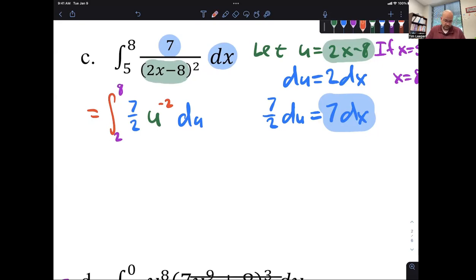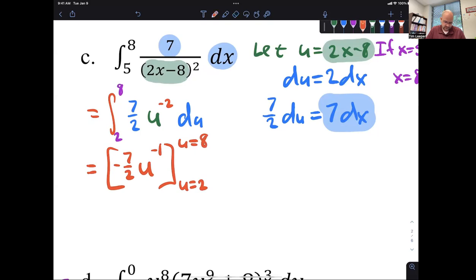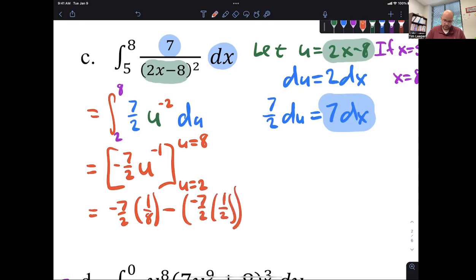Now finding our antiderivative is relatively easy at this point. So u to the negative 2 plus 1 is negative 1. And the reciprocal of negative 1 is negative 1. So multiply 7 over 2 times negative 1. That's negative 7 over 2. And evaluate those from u equals 2 to u equals 8. Whenever you do that, that gives me negative 7 over 2 times 1 over 8 minus negative 7 over 2 times 1 over 2. Why? Because anything to the negative exponent makes that a fraction.